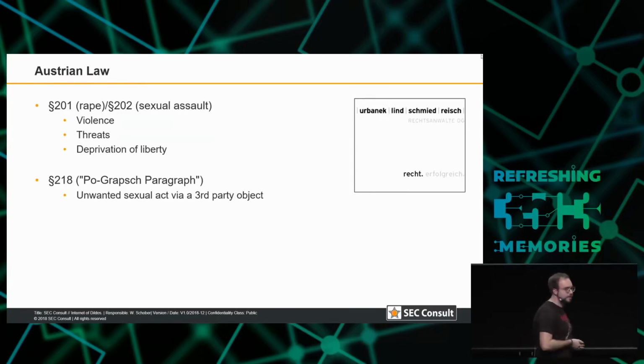But we have a special paragraph, it's really hard to translate. I know that's a little bit different in Germany, and I'm not a law expert, so I just kept to the Austrian laws, which got verified by attorneys. And according to this paragraph, this would be an unwanted sexual act via a third-party object. So it's not rape, but it's an unwanted sexual act.